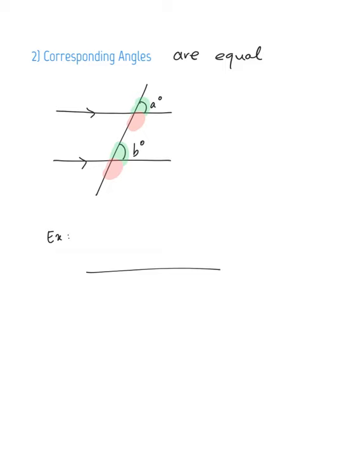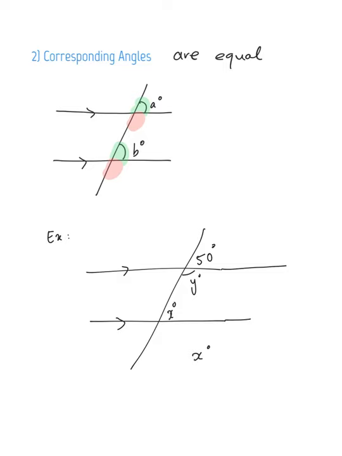So I have two parallel lines, and I have x degrees here and I have 50 degrees here, and I also want to find y. I'm just going to make this a bit more complicated. So first things first, using my corresponding angles rule, I could conclude that x equals 50 degrees.